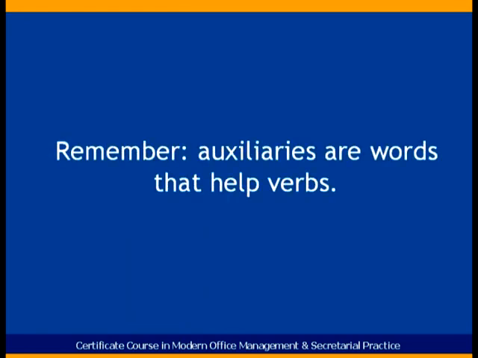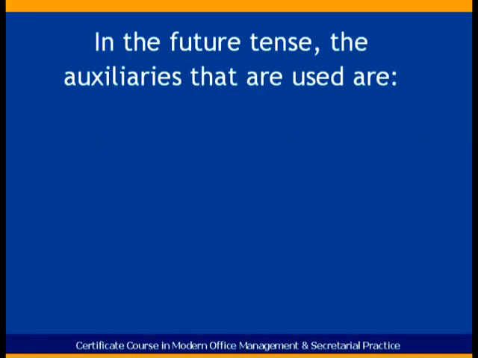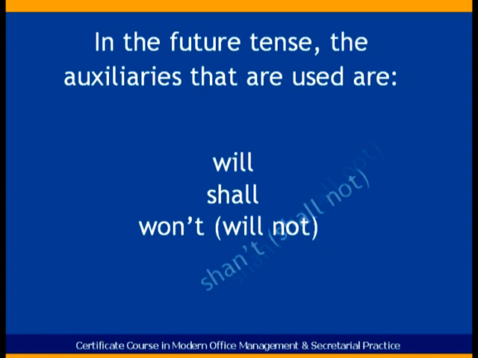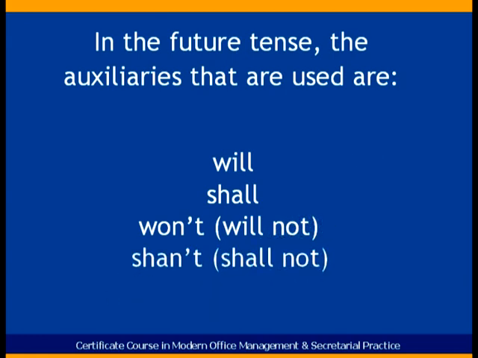Do you remember the word auxiliary? Remember that auxiliaries are words that help verbs. In the future tense, the auxiliaries that are used are will, shall, won't, in other words will not, and shan't, the short form of shall not.